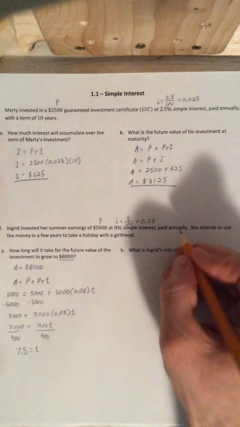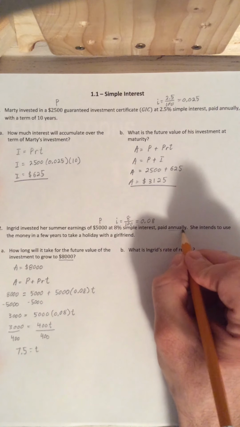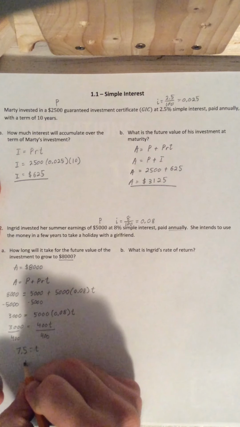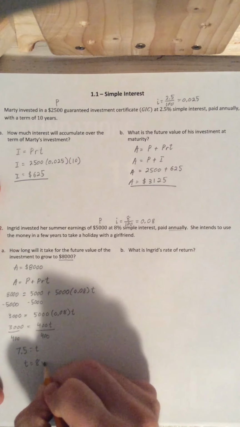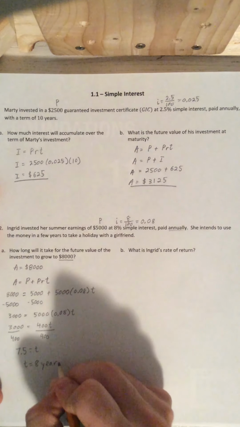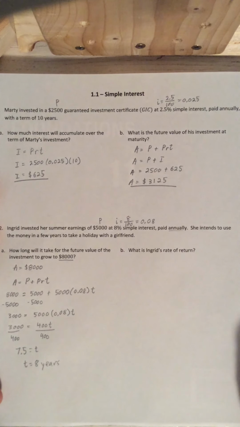Now, realistically, this is an annual investment, or the interest is calculated annually. So we can't leave it at 7.5. We're going to have to round this up. So time is really going to have to be 8 years. She won't be able to get out of this investment until the 8 years, because it's paid at the end of every year.